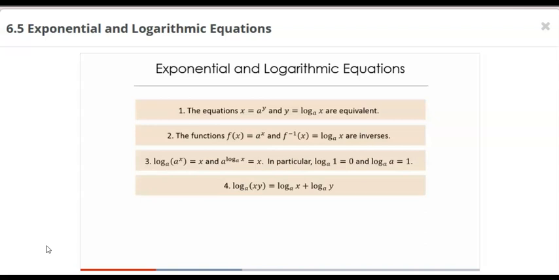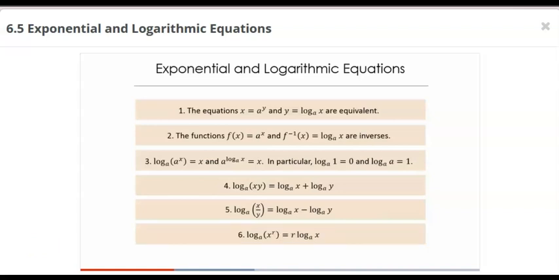The log base a of x times y is equal to the log base a of x plus the log base a of y. The log base a of x over y can be written as the log base a of x minus the log base a of y. And finally, the log base a of x to the r is equal to r times the log base a of x.